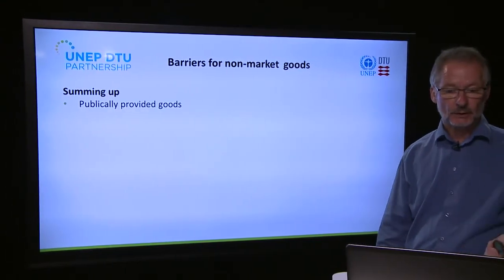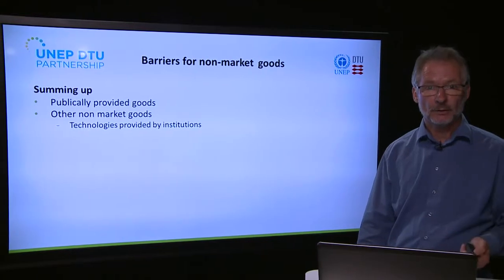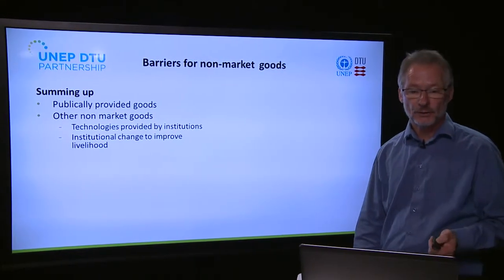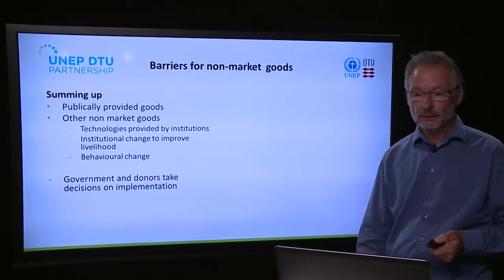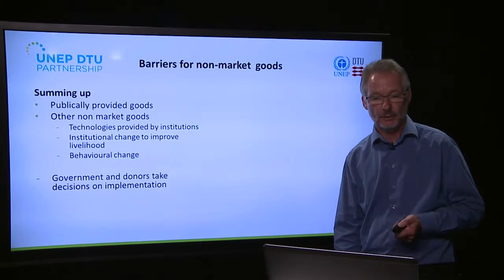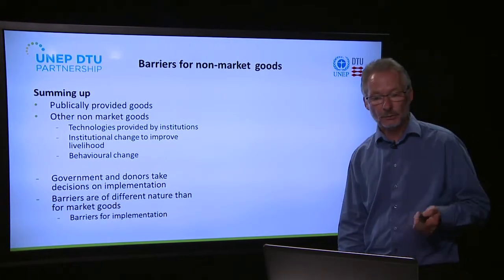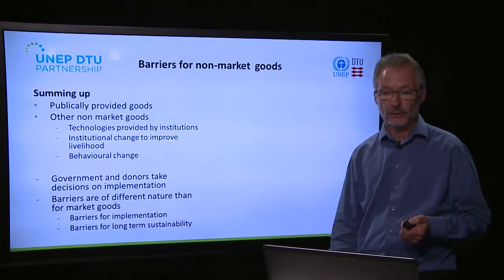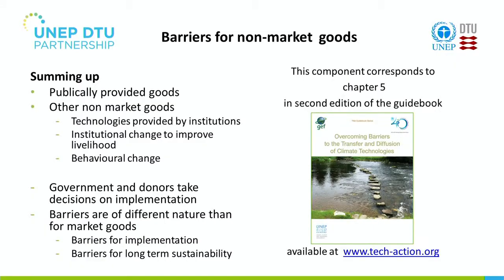So summing up, this presentation has touched upon the barriers for publicly provided goods and for other non-market goods. We have looked at three subgroups: technologies provided by institutions, institutional change, and behavioral change. What is special for this non-market technology group is that government and donors take decisions directly on their implementation. And it means that barriers are very different than for market goods. And therefore, we have looked into barriers for implementation and barriers for long-term sustainability. If you want to go more into details on barriers for non-market goods, you could consult Chapter 5 of the second edition of the guidebook, available at our webpage.